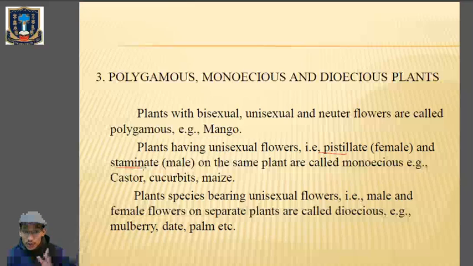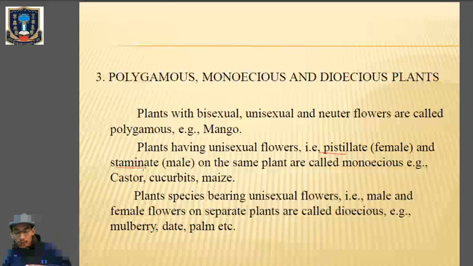Sorry, they are called monoecious plants. But if the male and the female flowers are present on separate plants, they are called dioecious plants. Example, mulberry, date, and palm. Okay, so polygamous means in such plants we will find bisexual flowers, we will find unisexual flowers, and we will even find neuter flowers.